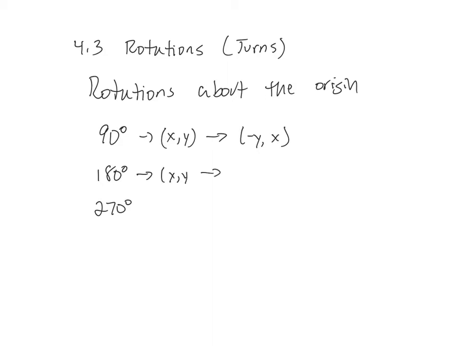180 degrees, everything stays the same, just opposite. So the x is still the x, but just the opposite. If it was positive, make it negative. If it was negative, make it positive. And 270 is kind of the opposite of the first one. The x becomes the y and the y becomes the x, but instead of the y being the opposite, the x turns to the opposite.